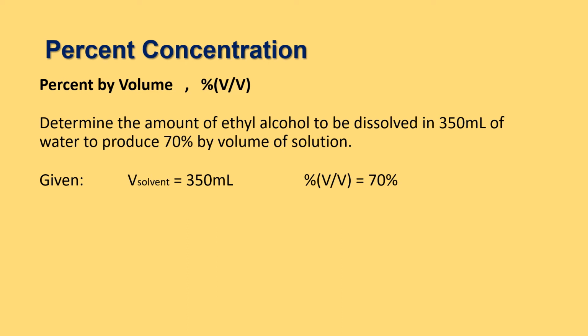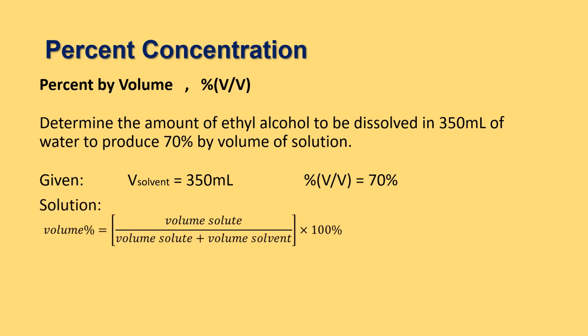To solve this, using our formula, volume percentage is equal to the volume of solute all over the volume of solute plus volume of solvent times 100%. All we have to do is to plug in the values of our given to the formula. So we have now 70% is equal to the volume of solute all over volume of solute plus 350 ml times 100%.